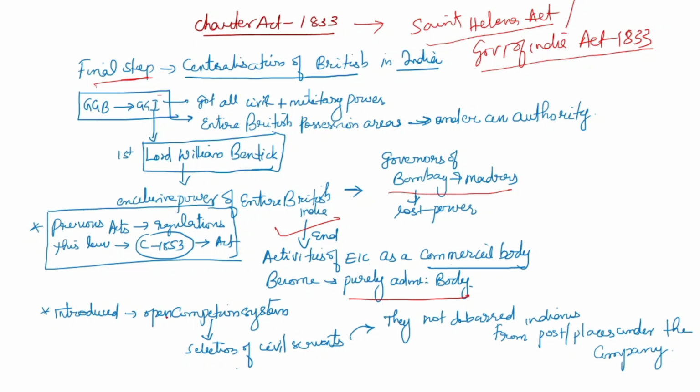The act introduced an open competitive system for Indians and British. This is called the selection of civil servants, and Indians were not debarred from the posts of the company. Already appointed Indians were not debarred from the posts of the company.